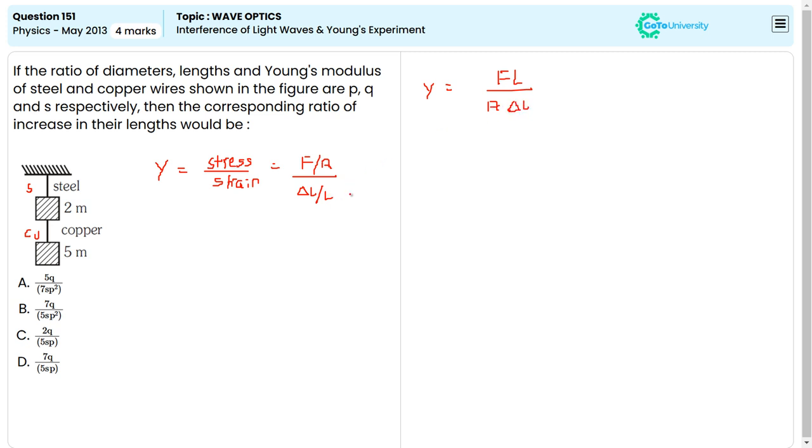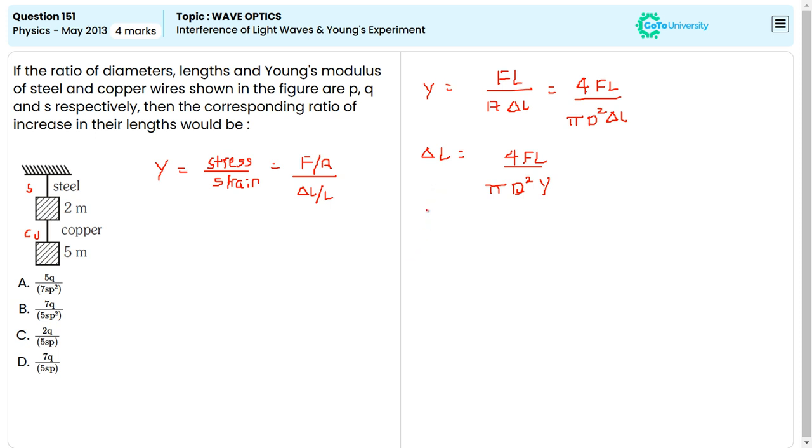The denominator of the denominator will go to the numerator and this A will come in the denominator. Then F into L divided by A into delta L. Then we can write this as 4 times FL divided by pi d square into delta L. Then delta L is equal to 4FL divided by pi into d square into Y. This is the change in length equation we get from the given data.